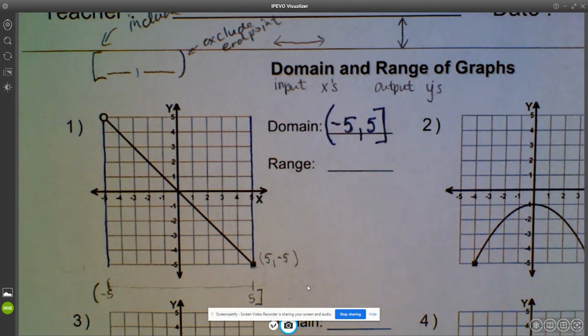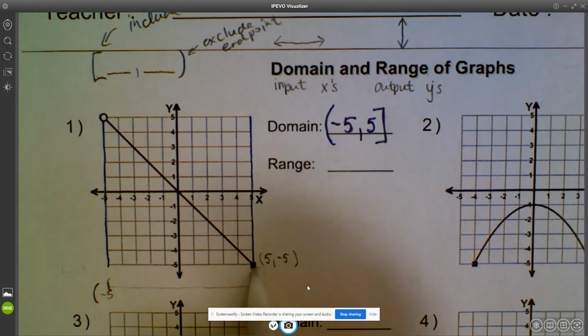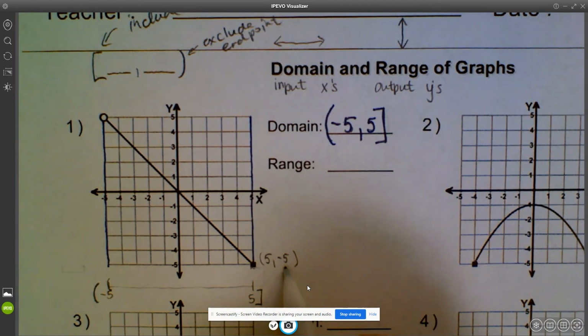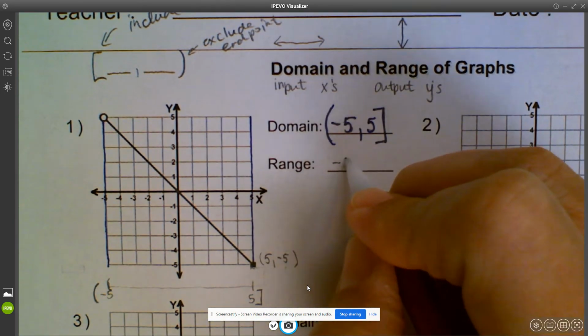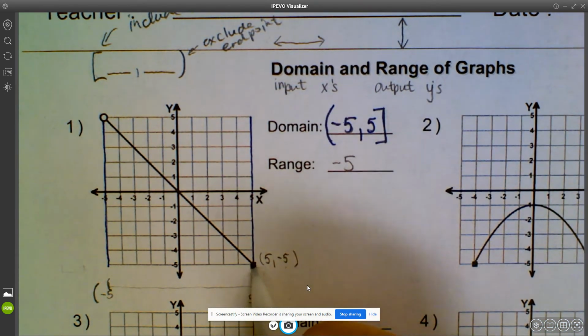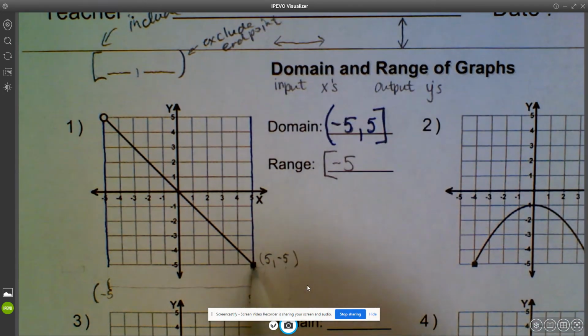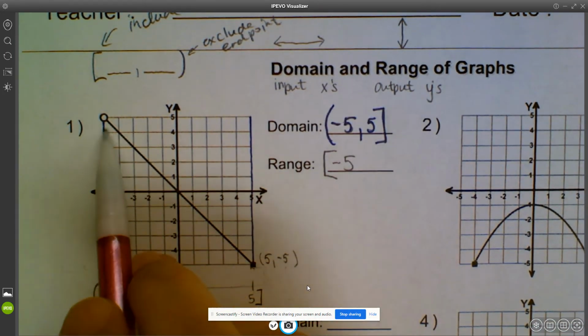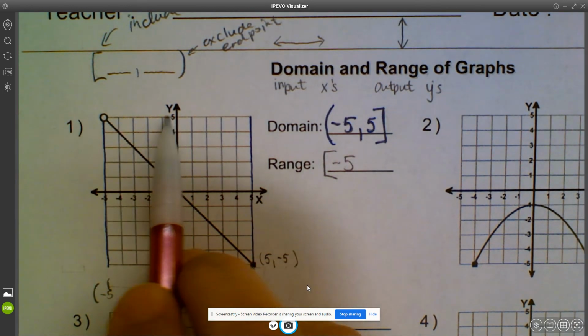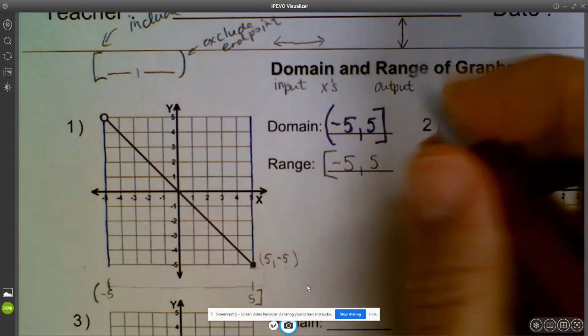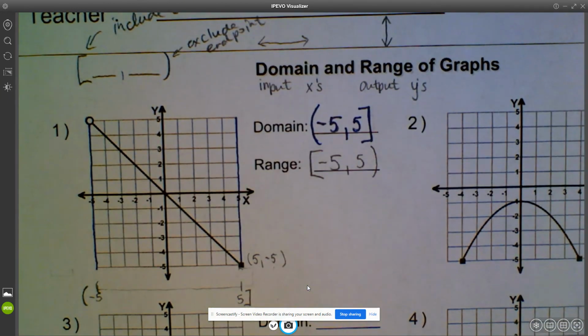All right, now let's talk about the range. The range travels from my lowest y coordinate to my highest y coordinate. So it looks like my smallest y coordinate out of all of my y coordinates is -5. And notice this is a closed circle, so I do touch the -5 here. My greatest y coordinate, well, that's up here at +5. And that's an open circle, so we get a parenthesis here. So we exclude that endpoint.